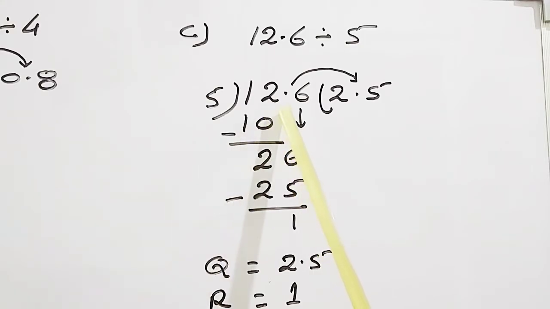After 2, there is a decimal. To remove the decimal, shift the decimal to the quotient. After shifting the decimal to the quotient, write the next digit 6 down. It is 26. Read the table of 5. 5 when taken 5 times gives 25. Subtract 25 from 26, 1. The quotient is 2.5 and the remainder is 1.